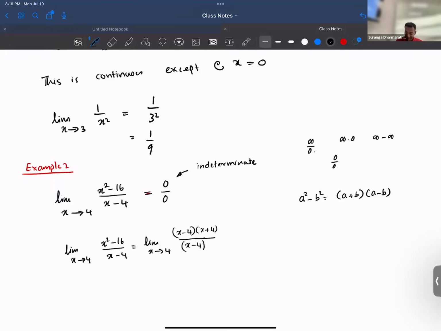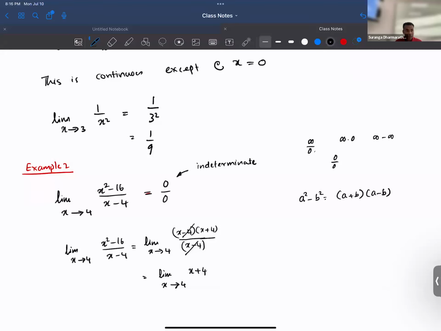As long as x is not equal to 4, this is not 0. What does it say? X approaches 4, right? X approaches 4, x not equal to 4. So we can cancel these two out. So what we are left with, we have this.